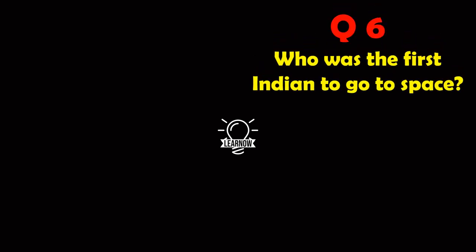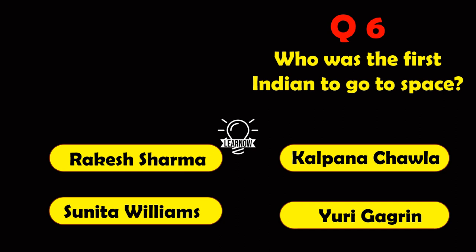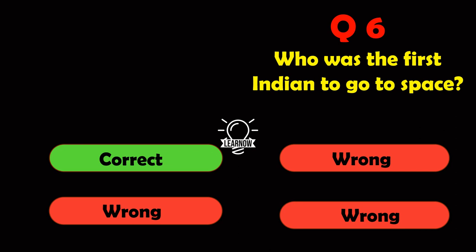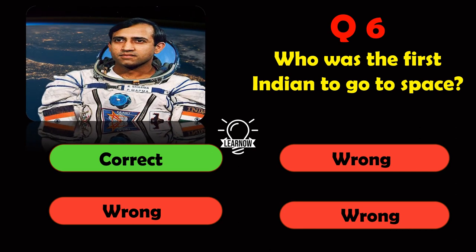Next question, question number six. Who was the first Indian to go to space? Let's see. So we just talked about who was the first person in the world to go to space. Let's find out who was the first Indian to go to space. So here are the options. So was it Kalpana Chawla? Kalpana Chawla is wrong. Was it Yuri Gagarin? Yuri Gagarin is also wrong. So was it Sunita Williams then? Sunita Williams is also wrong. So we are left with one option, Rakesh Sharma. So Rakesh Sharma was the first Indian to go to space. Here you can see his picture. He is Mr. Rakesh Sharma, who was the first Indian to go to space. All right, we'll go to the next question, question number 7.